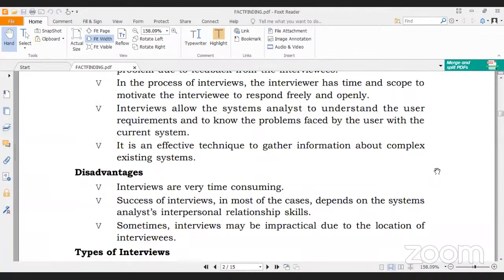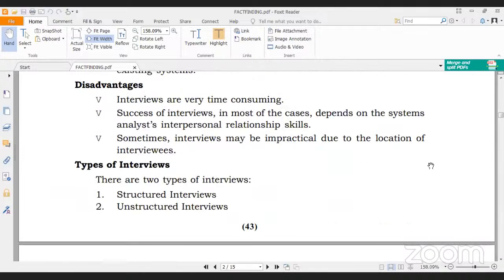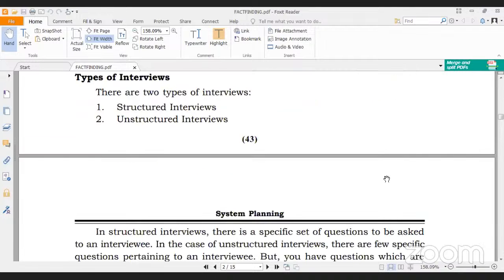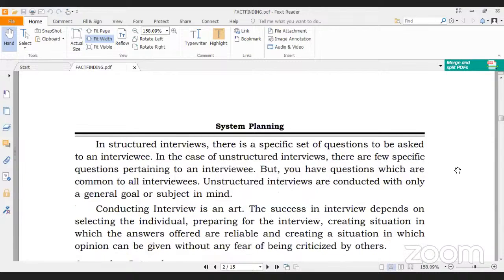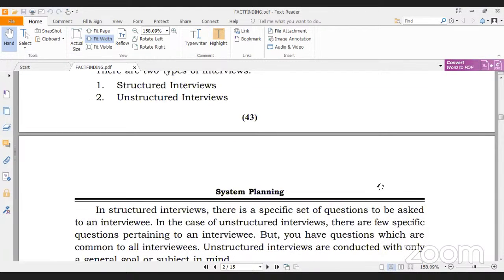And sometimes a physical interview is practically not possible. Like in the Corona time, attending interviews physically was next to impossible, so we were doing virtual interviews. So there are two types of interviews. One is the structured interview, another is the unstructured interview. Like I told, we have structured problems and unstructured problems. For structured problem solution, we use the MIS. For unstructured problem solution, what system will we use?